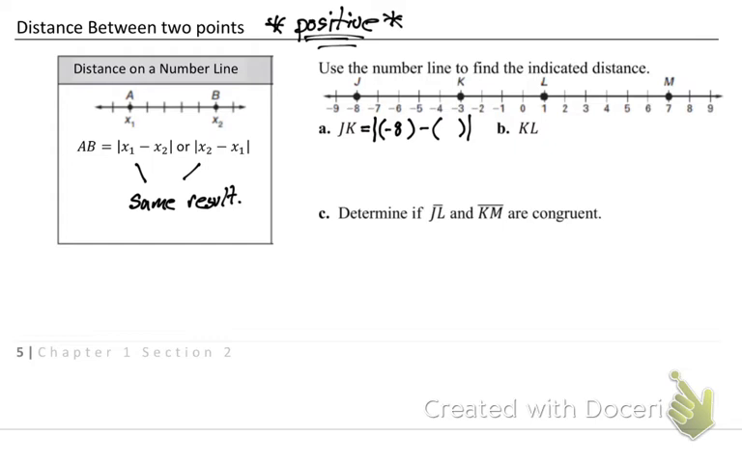So I have negative 8. K will be a negative 3. Negative 8 is going to remain, but what happens when you take a negative of a negative? Positive. It becomes positive, so we have plus 3, which will equal the absolute value of a negative 5, which equals 5.